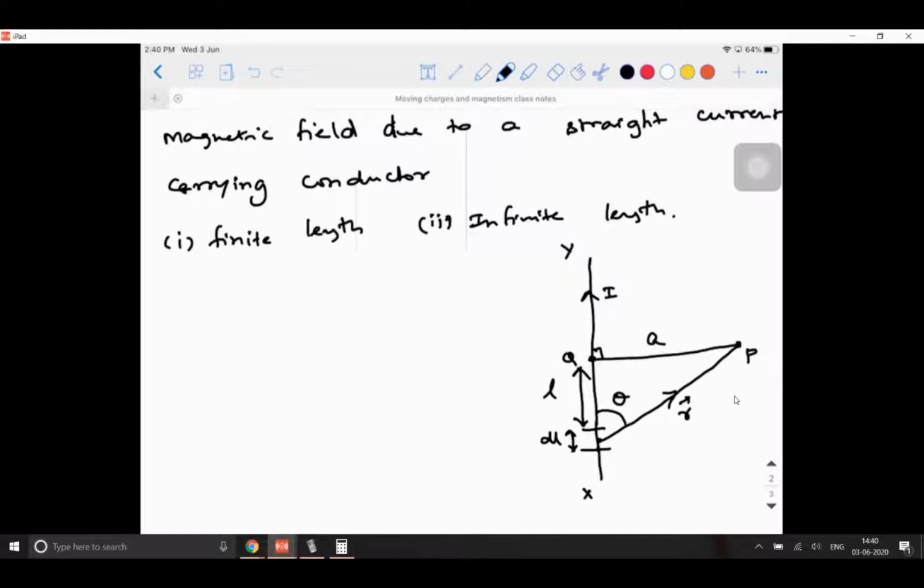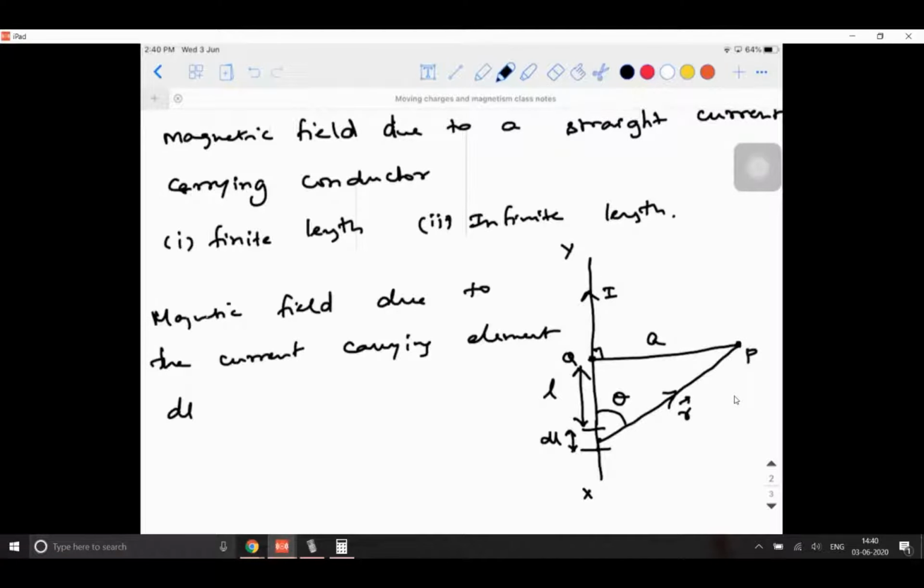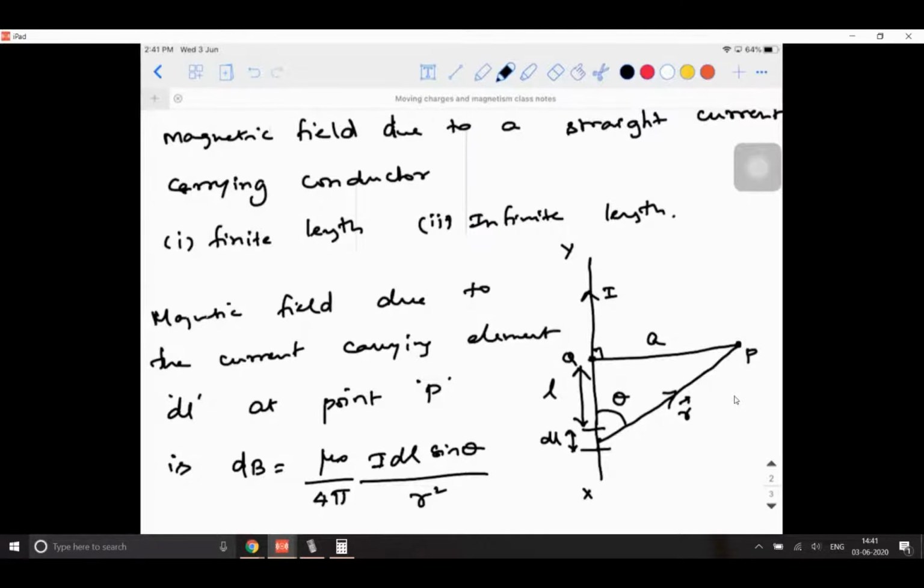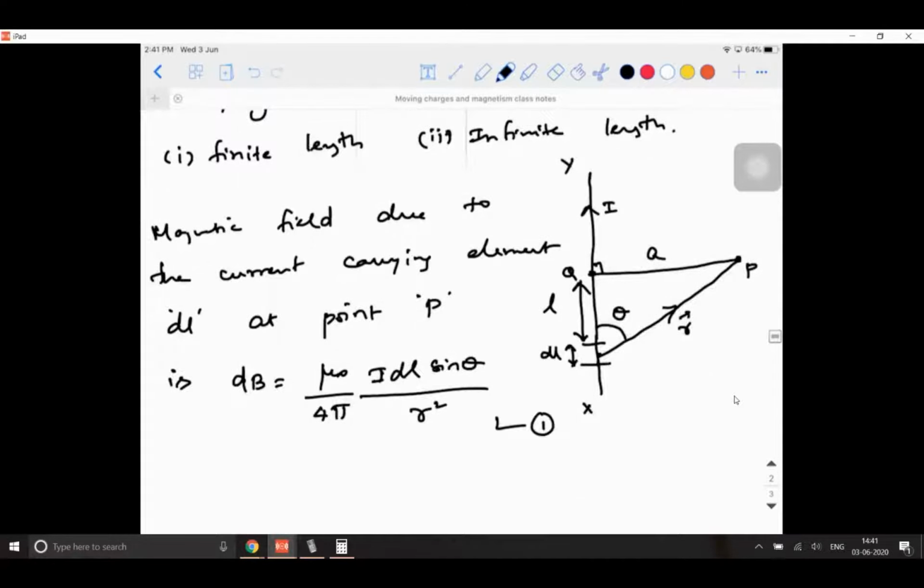Then what is going to be the formula for the magnetic field due to the small current carrying element? So dB will be equal to, I'll write the steps, magnetic field due to the current carrying element dl at point P: dB is equal to mu naught divided by 4 pi into I dl sin theta the whole divided by r square. So let this be equation number 1.